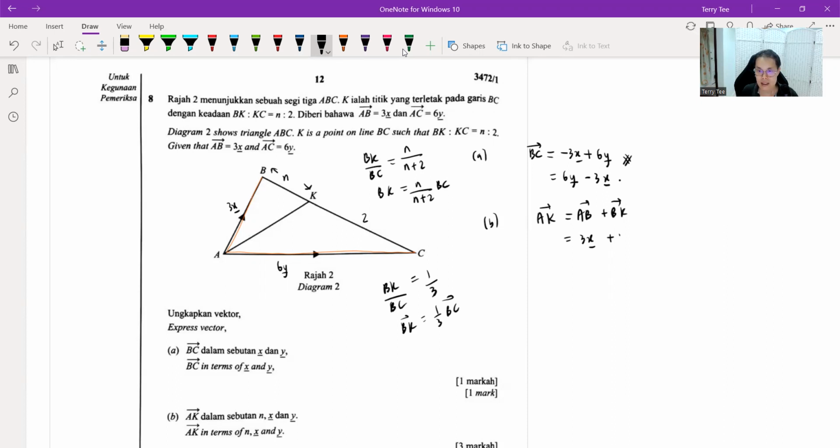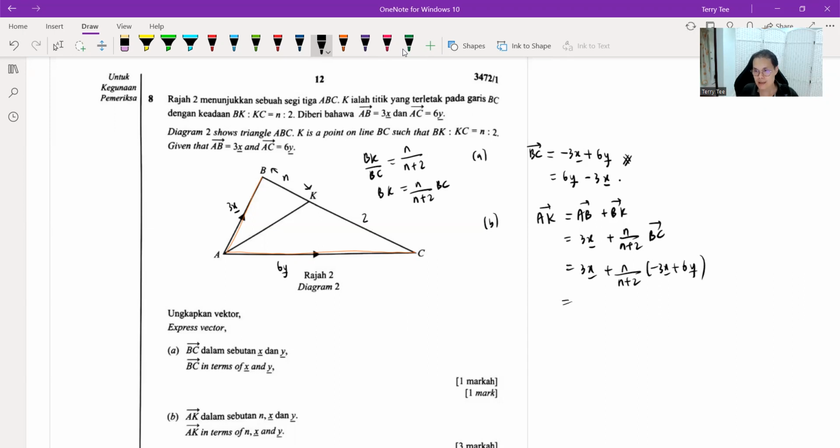Okay, so in this case, can we just sub inside? This is n over n plus 2 of BC. And I already know my BC from the first part. Yeah, my BC is this: minus 3x plus 6y. You can even write 6y minus 3x.